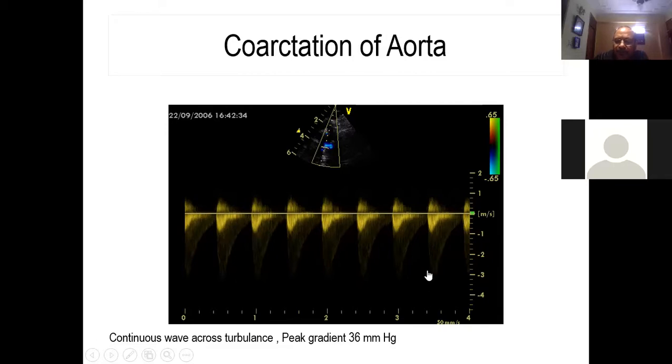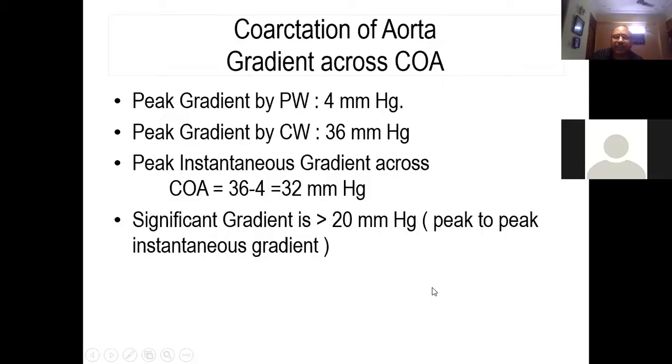This is almost 3.5, which corresponds to almost 45 millimeters of mercury. And what is the gradient across this? If this is 40 millimeters, minus 4 would be a 36 millimeter gradient across the coarctation. Peak gradient by pulse wave, 4 millimeters. Peak gradient across, 36. Suppose it's 36. The coarctation of aorta gradient is 32 millimeters of mercury. Anything more than 20 millimeters is considered significant.